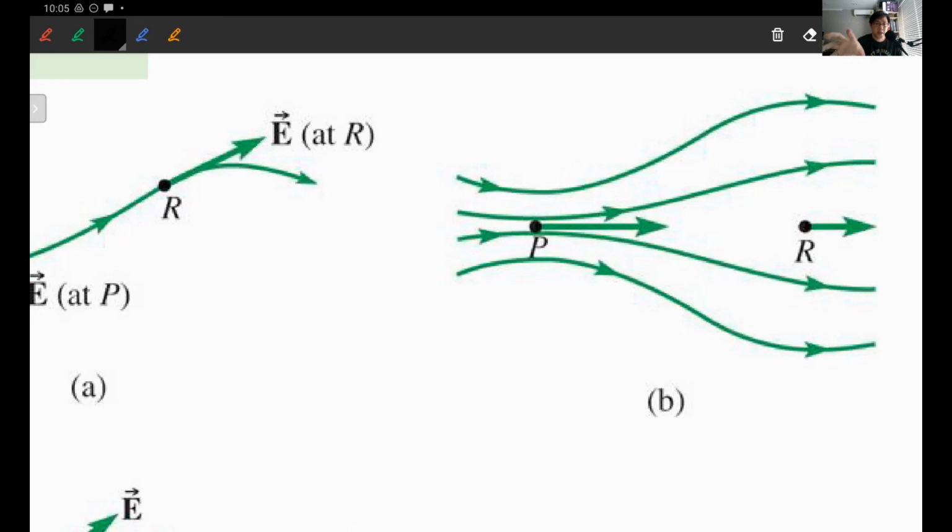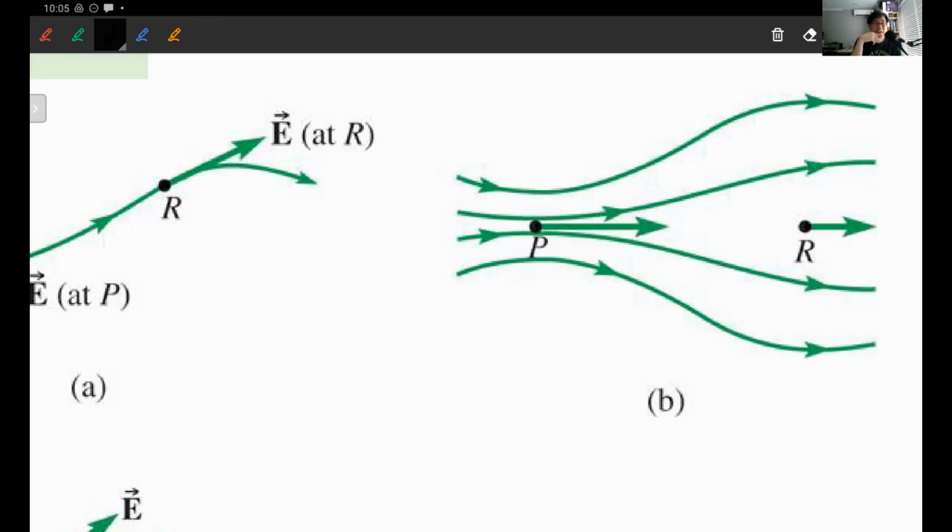So, can you tell which position, point P or point R, has the stronger electric field? Can you tell? It looks to be point P. Does that resonate with your thinking?